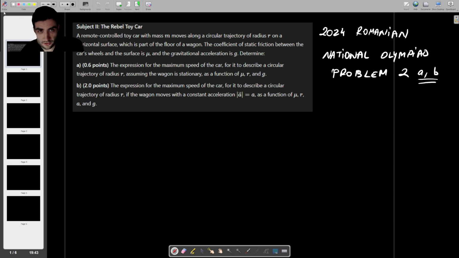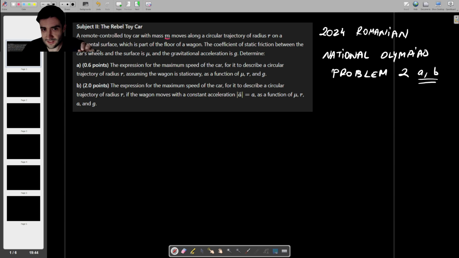So let's read the question. It's titled The Rebel Toy Car for some reason. So it's given that we have a remote control toy car with mass M, which moves along a circular trajectory of radius r on a horizontal surface, which is part of the floor of a wagon. This is going to become relevant in part B.